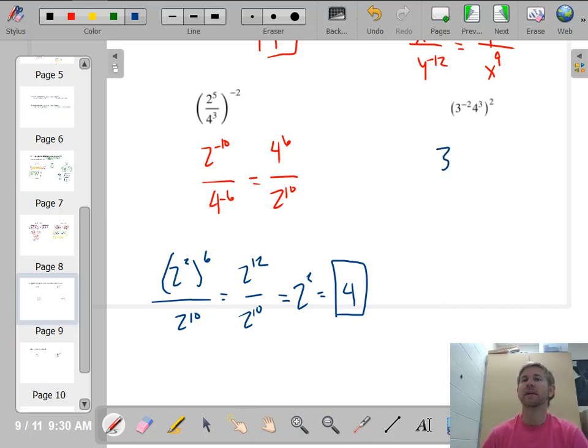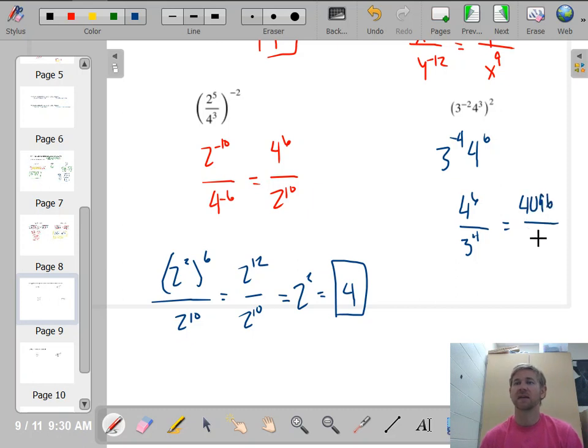One more, 3 to the negative 4th, 4 to the positive 6th. So 4 to the 6th will stay in the top, 3 to the 4th goes to the bottom. And these are not the same base. 4 and 3 are not the same base. So I'm not going to be able to do a whole lot here. But I could simplify 4 to the 6th, which is 4,096. And I could simplify 3 to the 4th, 3, 9, 27, 81. So 4096 over 81. It's not going to reduce. That's the best you can do. So when you see negative exponents, that means I'm on the wrong side of the fraction bar, and you should never have a negative exponent in your answer.